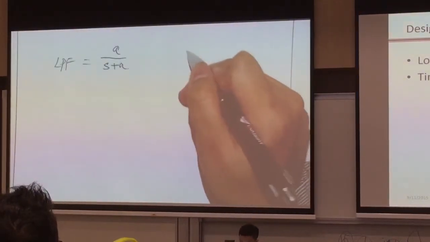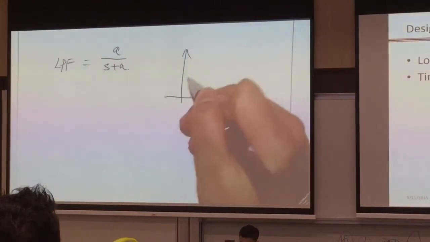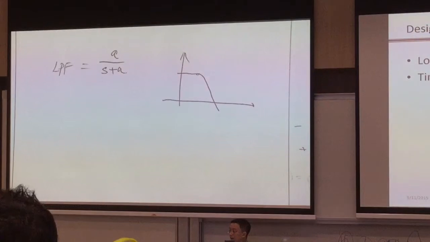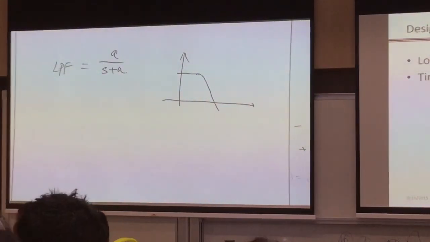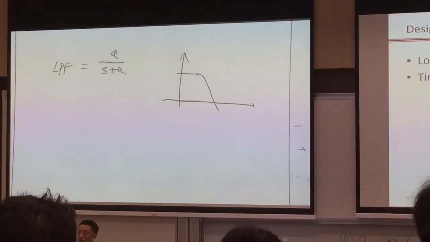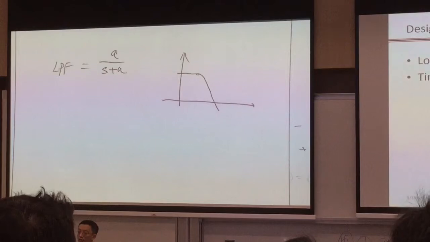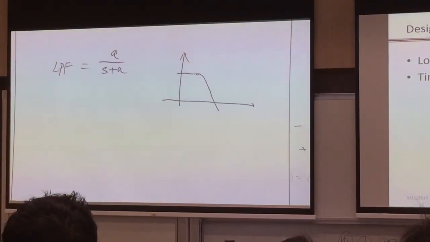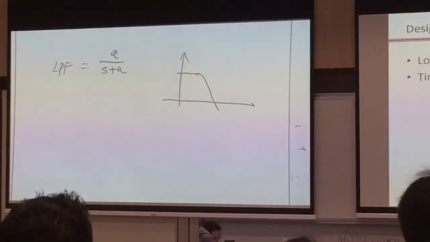If you look at the frequency domain, the low pass filter will only pass the low frequency, right? And will bypass the high frequency. So what is your cutoff frequency? Don't tell me you don't know.